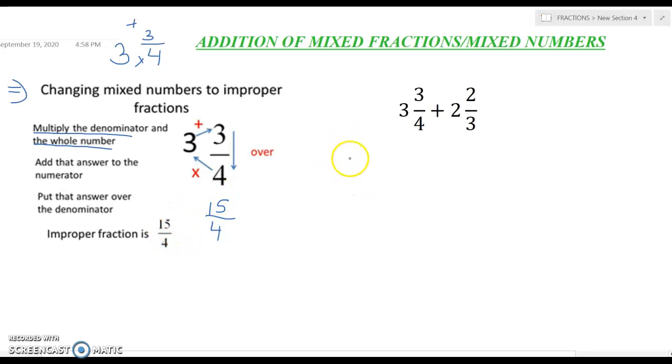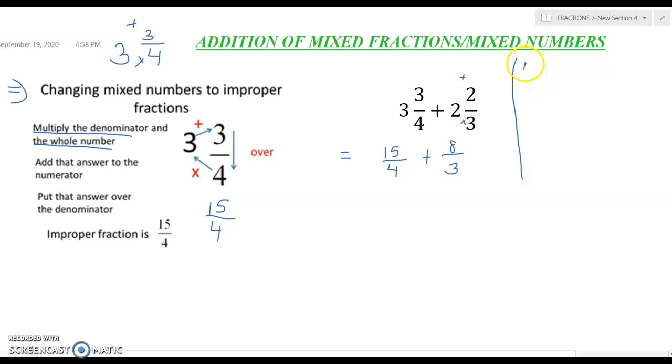So let's change these two here to improper fractions. We have this as 15 over 4 already, right? Let's change the 2 and 2/3 to an improper fraction. 2 by 3 is 6 plus that 2 is what? 2 by 3 is 6 plus 2 is 8. 8 over 3.